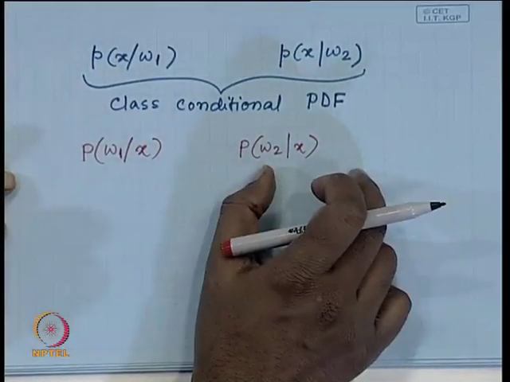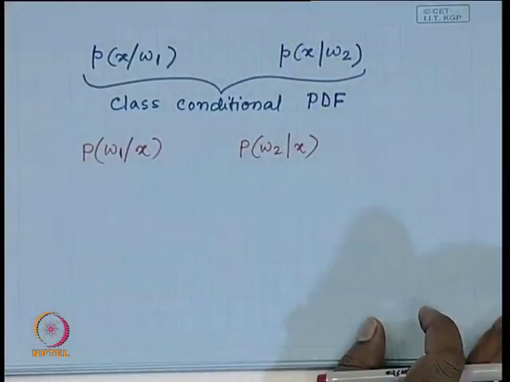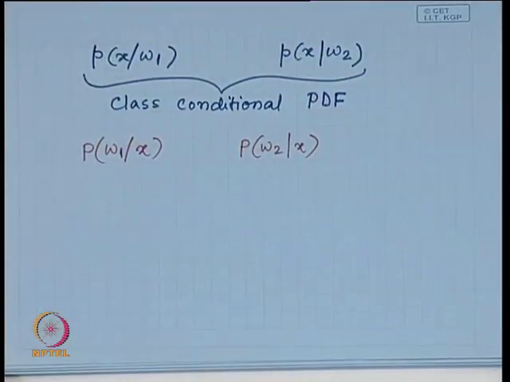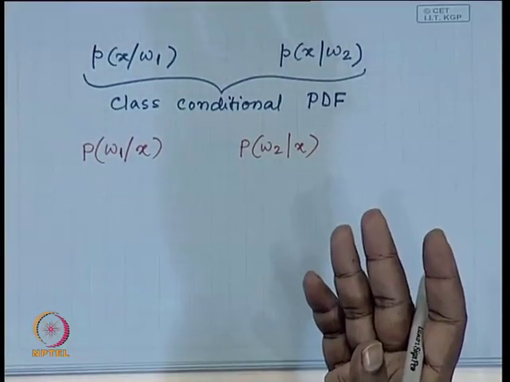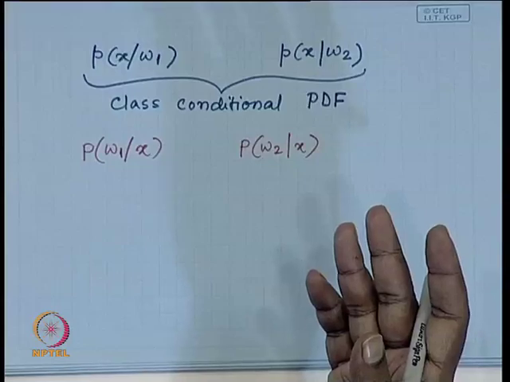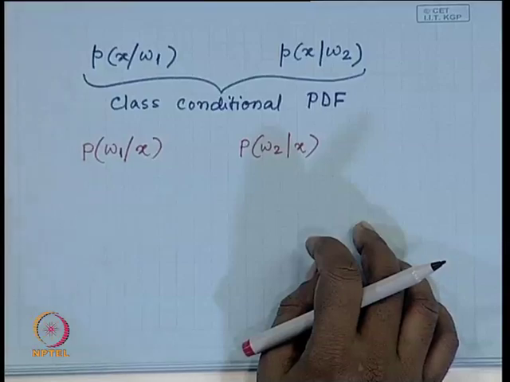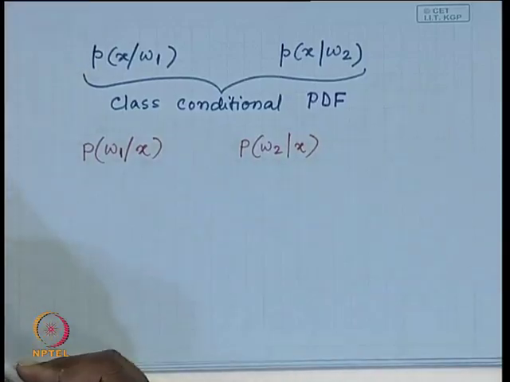And this decision appears to be more logical than our simplest decision, that if the a priori probabilities are more, then I will put them in one class. The more logical decision will be if these probabilities, p of omega 1 given x or p of omega 2 given x, can be combined with a priori probabilities p of omega 1 and p of omega 2. If I can combine these two, then I will have a more logical decision rule. So, let us see how we can combine these two.